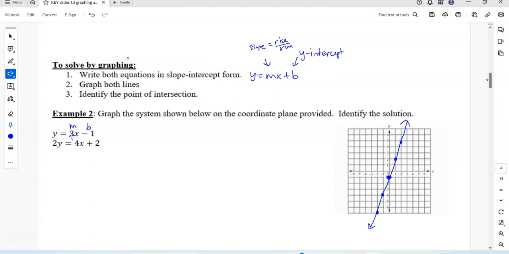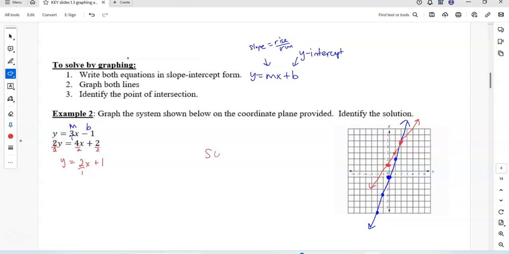Okay? Now I'm going to do the same thing with the second equation, except the only difference on the second equation is I don't have y by itself. So I have to divide everything by 2, and that gives me y equals 2x plus 1. So my y-intercept is +1. My slope, I'm going to put that as 2 over 1. I'm going to go up 2 and over 1, up 2 over 1, and I can see now that I'm going to have a point of overlap.